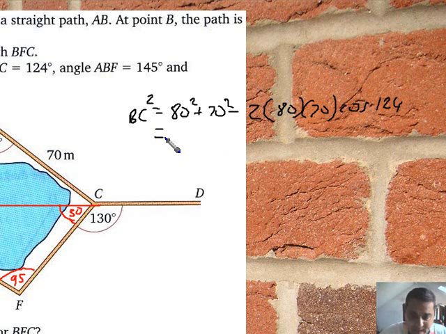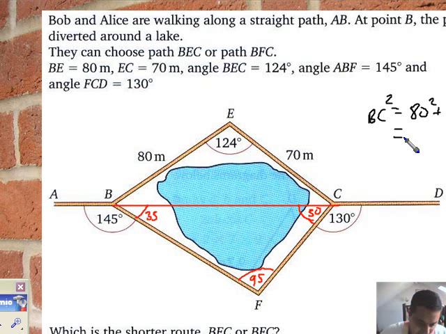Let's just work it out in one step. We've got 80 squared plus 70 squared. Where's the square button gone?